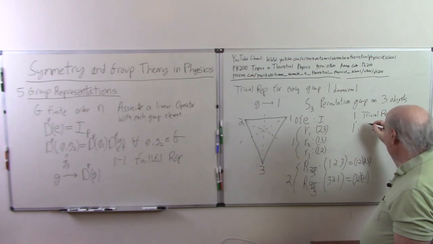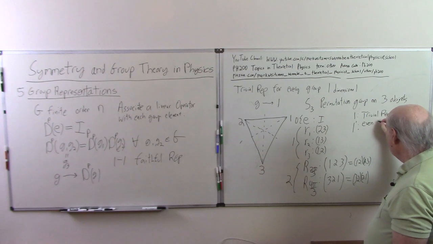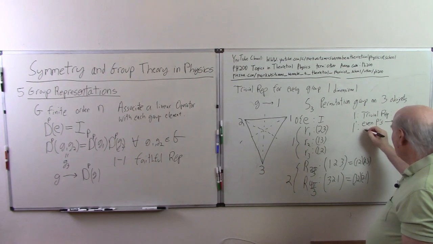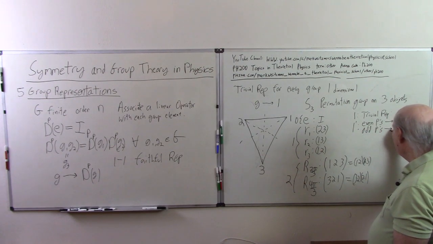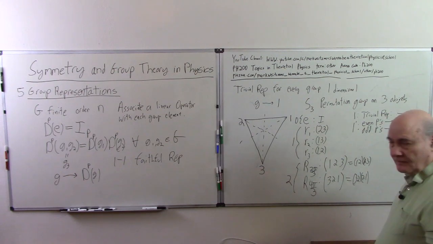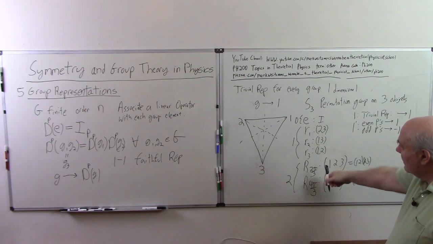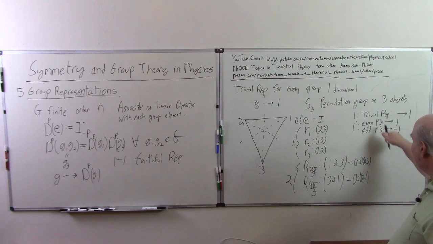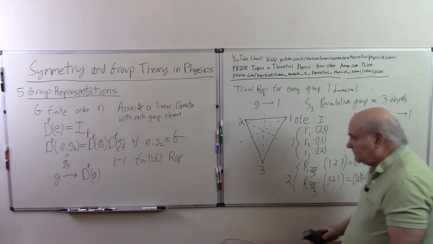So now we can have another representation where even permutations are given the number 1, and odd permutations are given the number -1. So this is like a parity representation. We can split our symmetries into 2 groups, those which have even parity and those which have odd parity. So this is a one-dimensional representation.